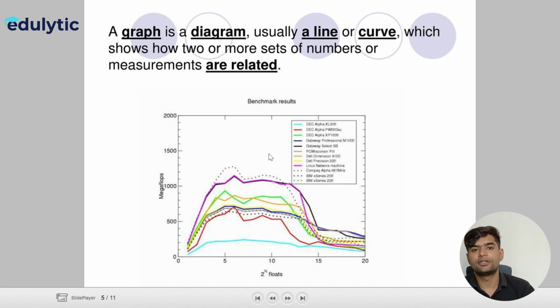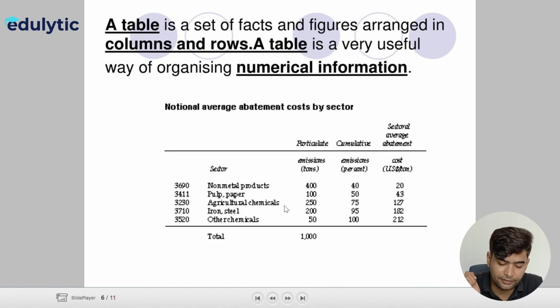One half of the information is given on the vertical side, the other half on the horizontal side of the line graph. And another thing that could come in your exam is a table, which contains an organized form of data.